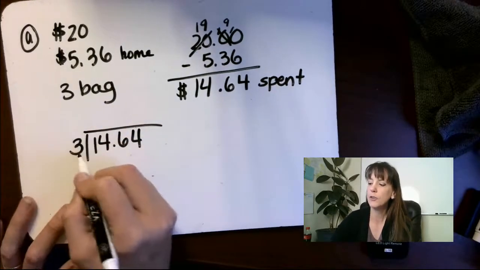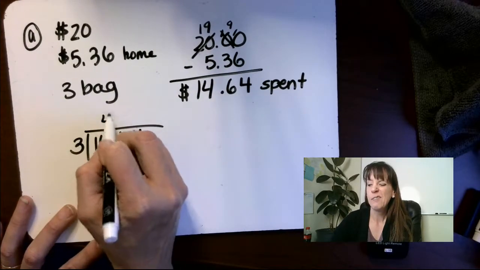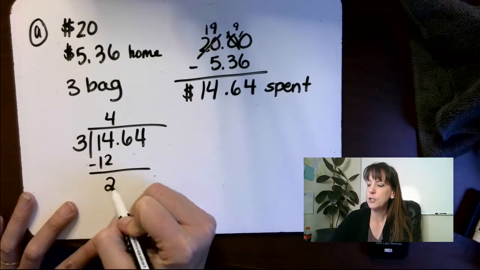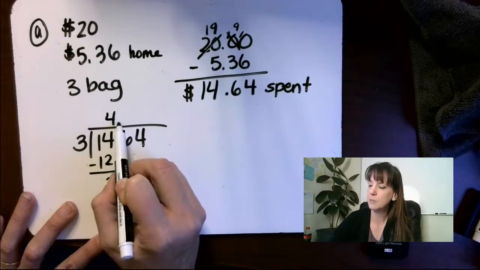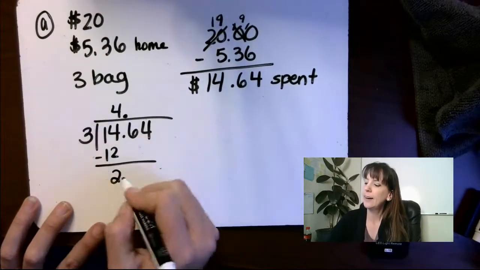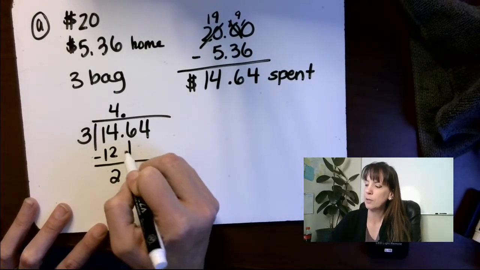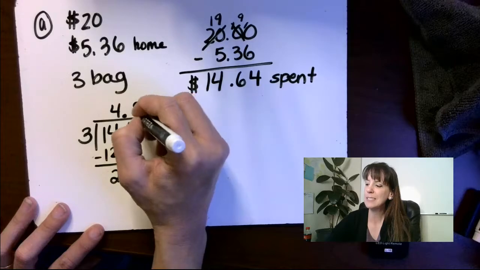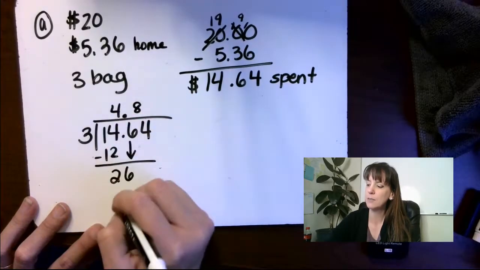So to find out how much each bag is, we're going to divide. So let's do this. 3 goes into 14 4 times, and that gives me 12. Minus that, I get 2. Remember also we forgot to bring our decimal up here. I say we, you probably remembered, I forgot. Okay, so I subtracted here, and when I subtract, I bring down the next number, so that's 6. 3 goes into 26 8 times, because 8 times 3 will give me 24, right?